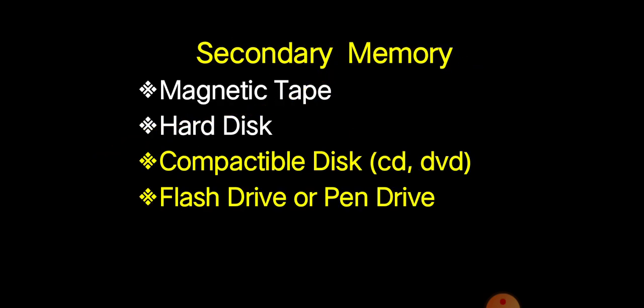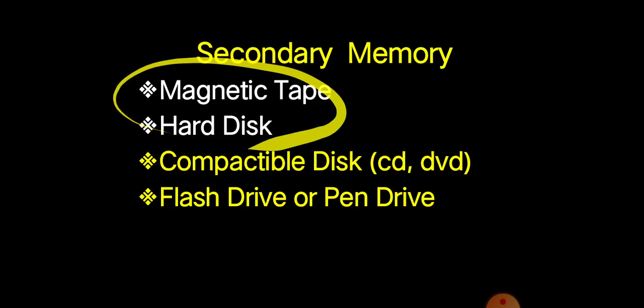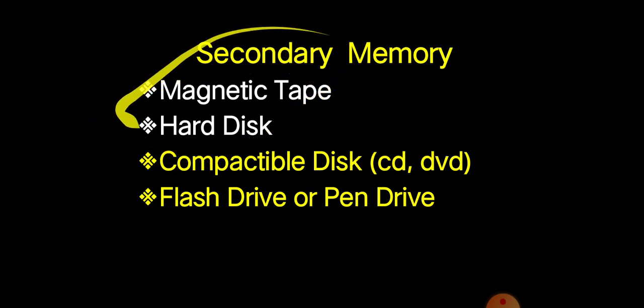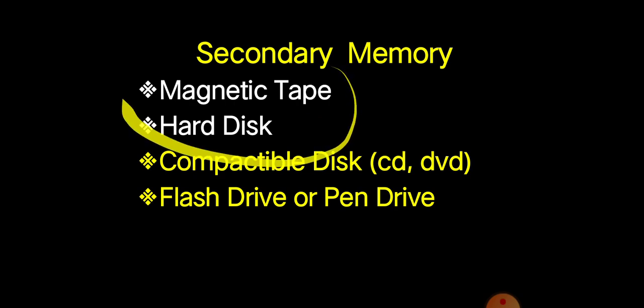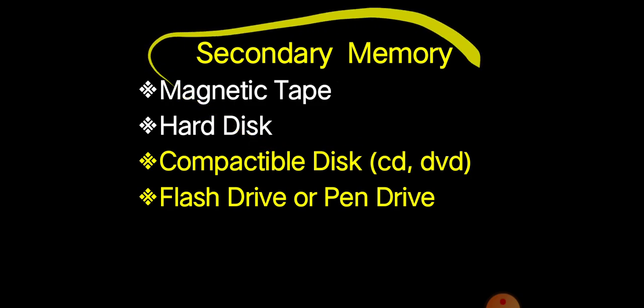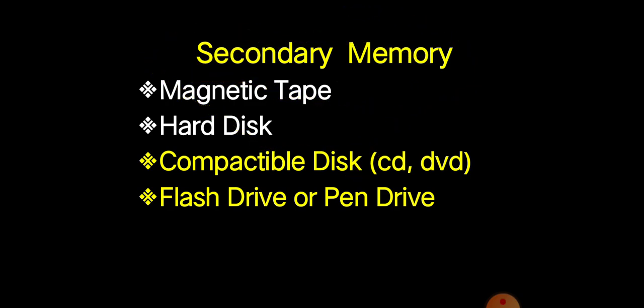Coming to the next one, secondary memory. There are mainly two types: magnetic tape and hard disk. These two are internal memory. That is, the manufacturer will give both magnetic tape and hard disk as a secondary memory as inbuilt. Both are used only for storage purpose. The secondary memory is used only for storing any kind of data.